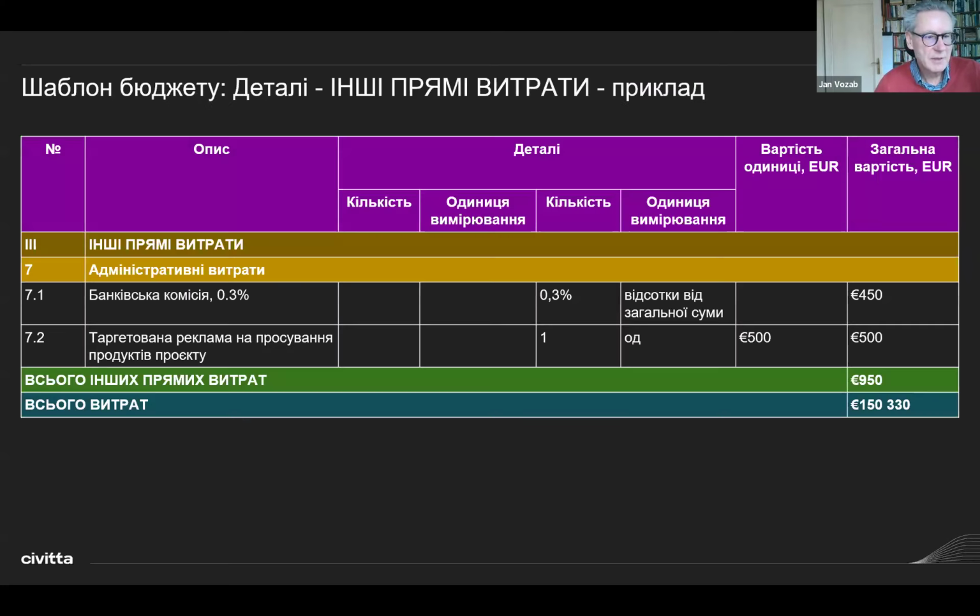Any questions concerning the budget structure? Everything's clear, everybody's ready to start filling in their project information into this structure. Yes? No questions, very good.